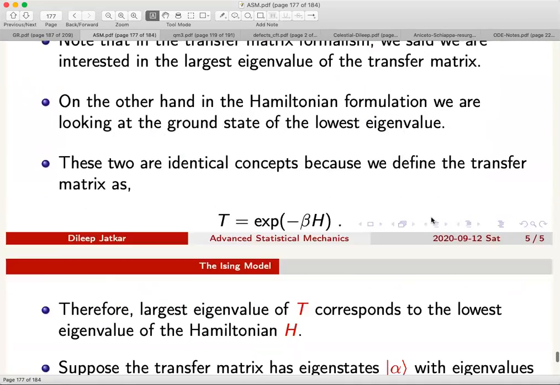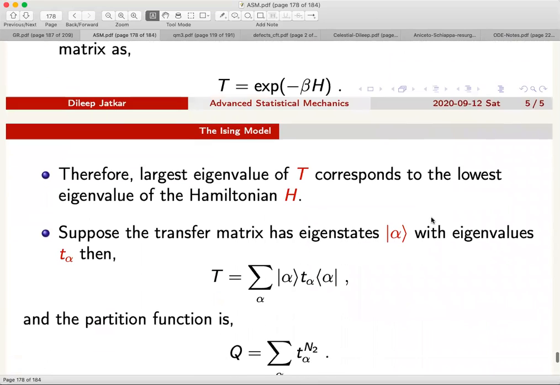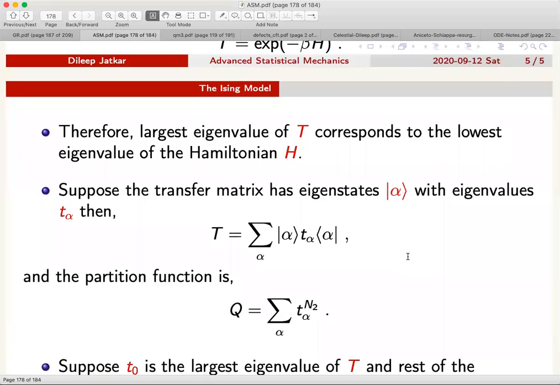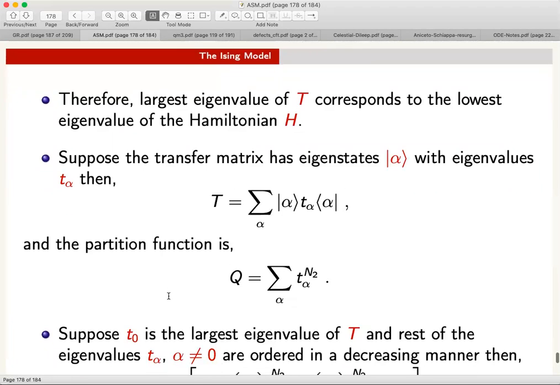Fine. So coming back to this one, let's go back to the same notation that we used earlier for the transfer matrix. Suppose the eigenstate is given by alpha and the eigenvalue is T alpha. Then the transfer matrix would be written as a sum over all possible eigenstates with the corresponding eigenvalues, and the partition function, which was the trace of T to the N2, would be given by the sum of T alpha to the N2 in this particular case. Remember, this is a row to row transfer matrix, and in the y direction we have N2 sites with periodic boundary conditions.